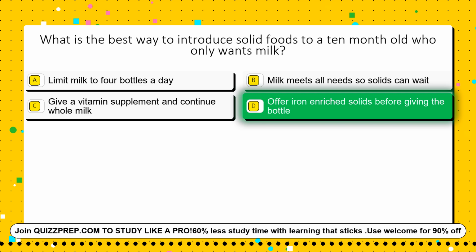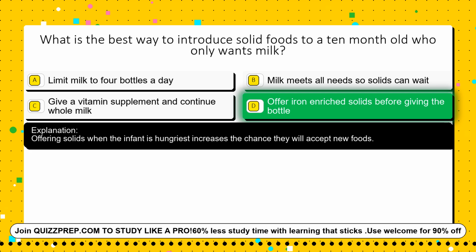The correct answer is option D. Offer iron-enriched solids before giving the bottle. Offering solids when the infant is hungriest increases the chance they will accept new foods.